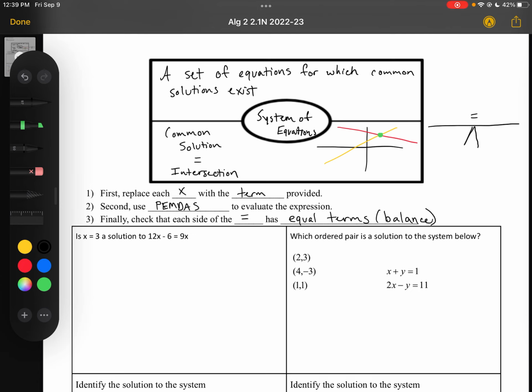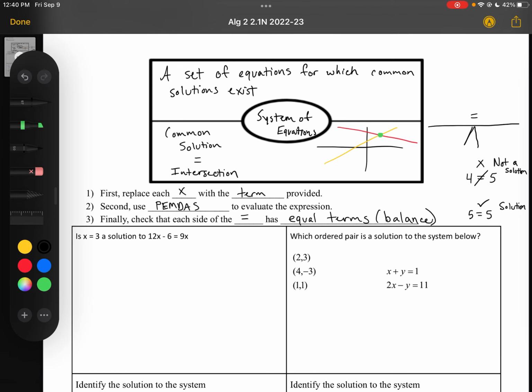So what we're going to see is if we have something like 5 equals 5, that's balanced. But if we had something like 4 equals 5, we know that 4 does not equal 5, so that would be not a solution. So not a solution means unbalanced, solution means balanced.